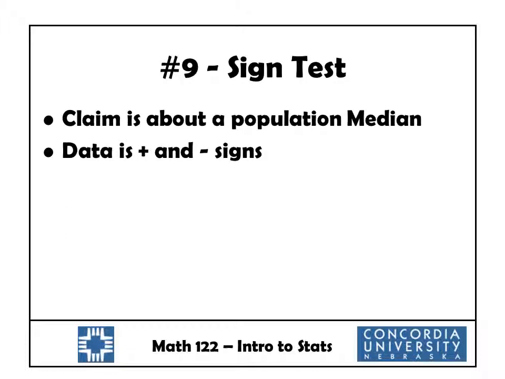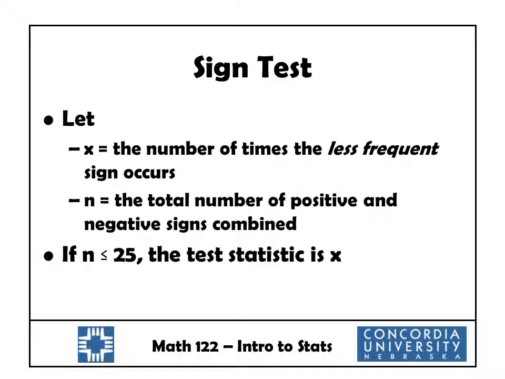Test number 9 was the sign test. In a sign test, we're testing a claim about a population median. Our data is in the form of a bunch of plus and minus signs. To do that, we let x be the number of times the less frequent sign occurs, and n equal the total number of positive and negative signs combined. If n was less than 25, then the test statistic is x. If n is greater than 25, we didn't get into that case.